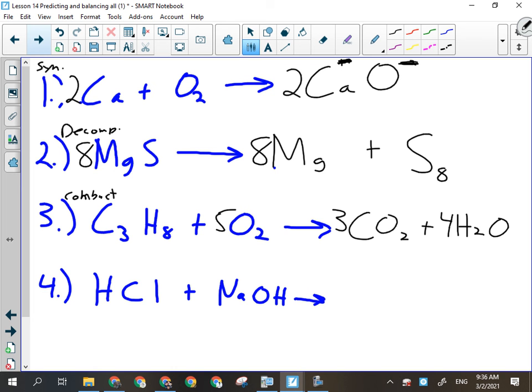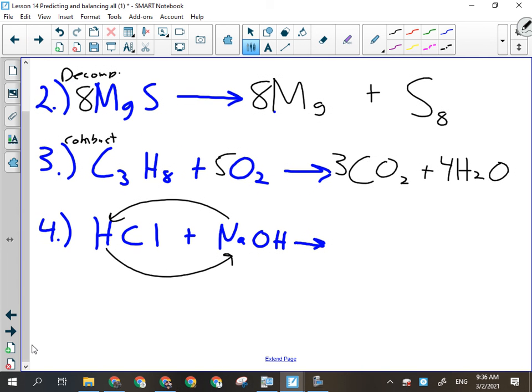What kind of reaction are we looking at in number 4? It's double replacement. We got 2 ionic compounds. Okay, in a double replacement reaction, all that happens is the metals switch partners. Okay, so we just need to make 2 new ionic compounds.